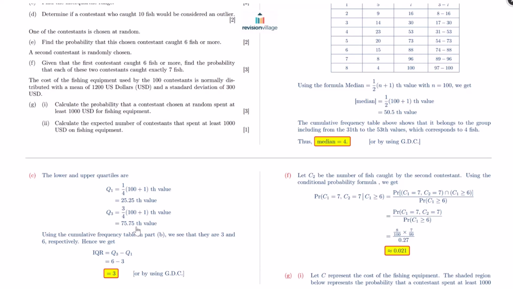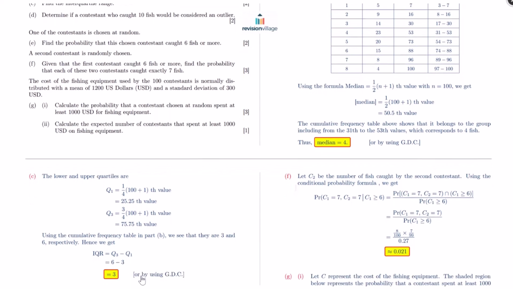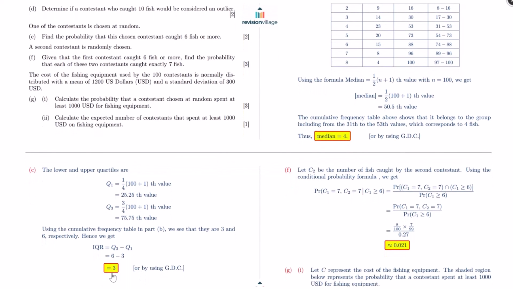We then cross-check that against our table here. So between the 25th and 26th, that would be in this row here, because this row encapsulates from the 17th person all the way up to the 30th, and they caught 3 fish. And between the 75th and the 76th person is this row here, and they all caught 6 fish. So there we have it, Q3 is 6 and Q1 is 3, and that gives us our interquartile range of 3 fish.